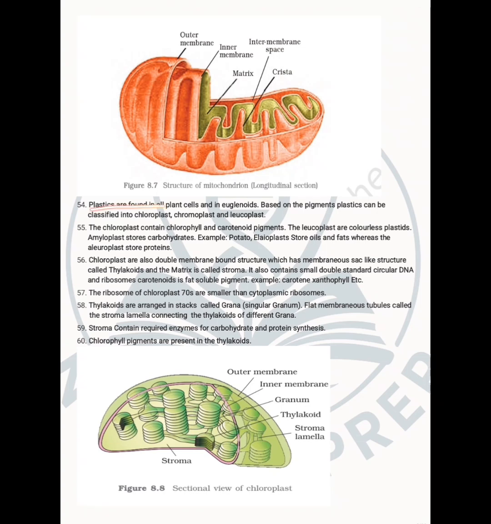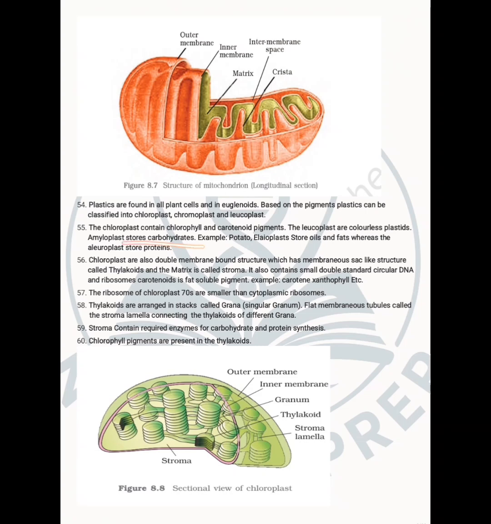Plastids are found in all plant cells and euglenoids. Based on the pigmentation, plastids can be classified into chloroplast, chromoplast and leucoplast. Chloroplasts contain chlorophyll and carotenoid pigment. The leucoplasts are the colorless plastids.